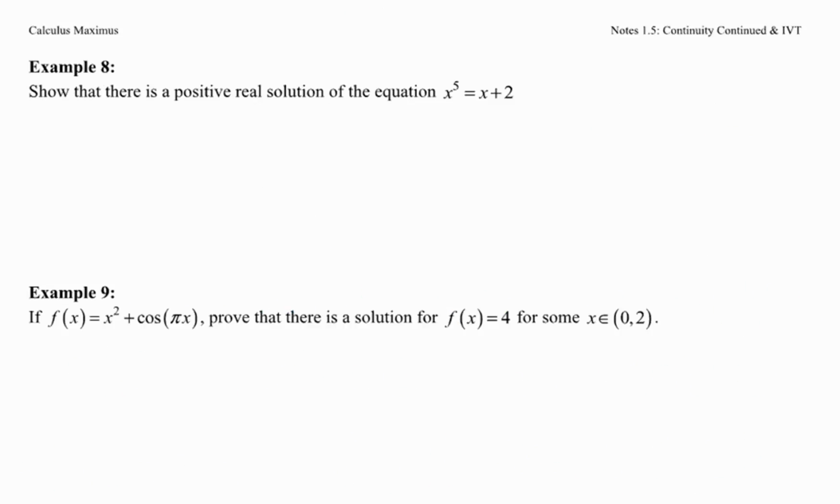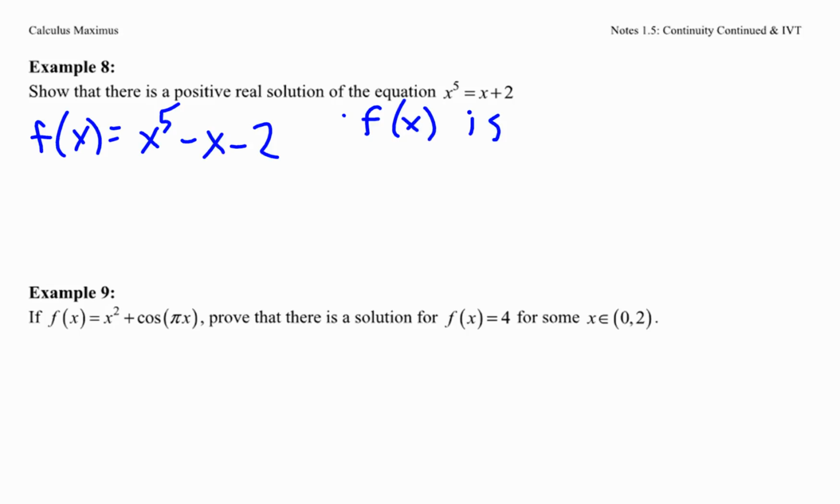Show that there's a positive real solution to this. It doesn't say we have to find what it is, but we have to show that there is one. And sometimes it's easier if you change it so that there's one function. There you go. So you can just try picking random numbers here and see if you get a positive one and a negative one. But before we try to use the IVT, we would say f of x is continuous for all real numbers because it's a polynomial and all polynomials are continuous.